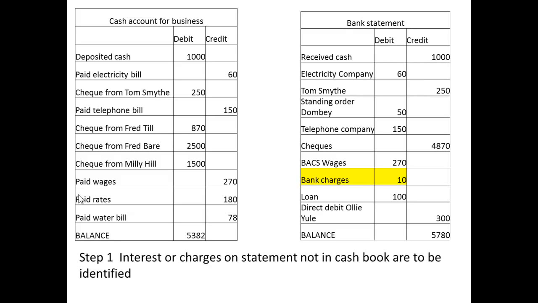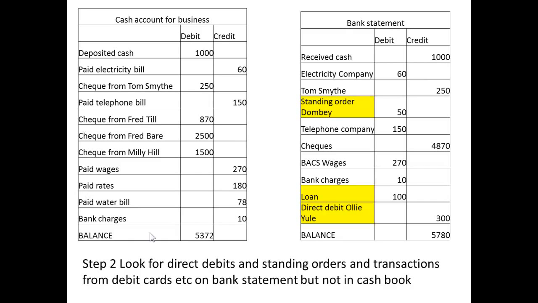Here we have a cash account for a business set out and a bank statement that they've received. So step one is to look for the interest or other charges on the statement which are not in the cash book, and when we identify those we can see a bank charge of £10. So I add the bank charge, so I've recorded that now in the cash account for the business.